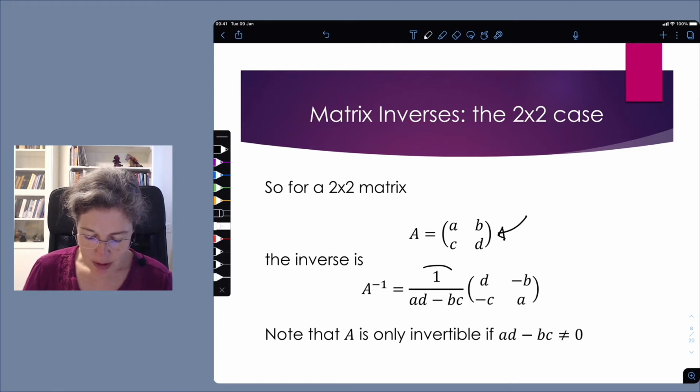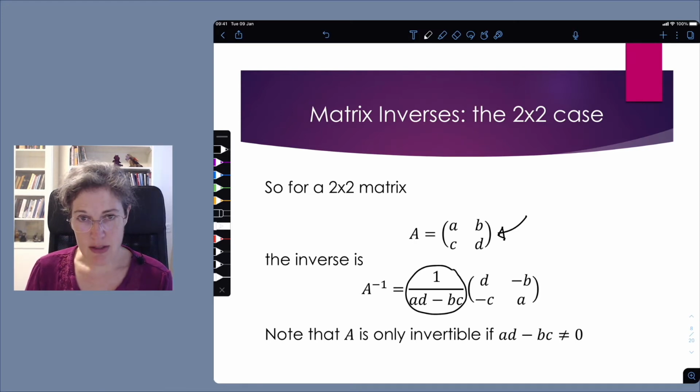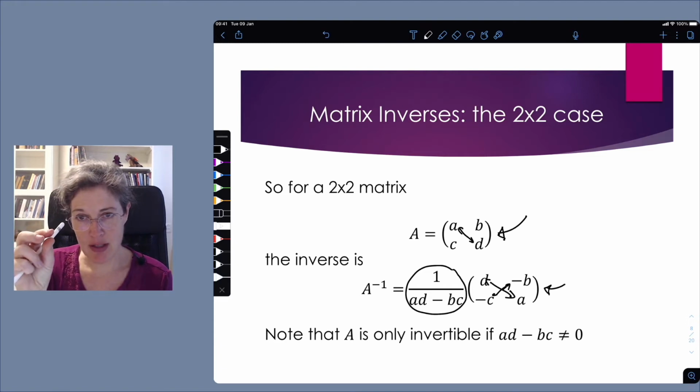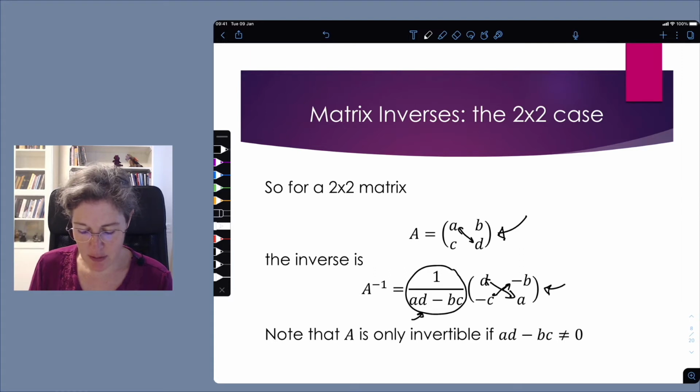So we've got this scalar thing over here, which is 1 over AD minus BC, and you just multiply each of the entries in this matrix by that. So notice what you've done, and this is kind of how I remember it: you swap A and D, and you give B and C a minus sign, but you don't swap them. Okay, so that's how you figure out the entries in that matrix, and then you multiply by this scalar over here.